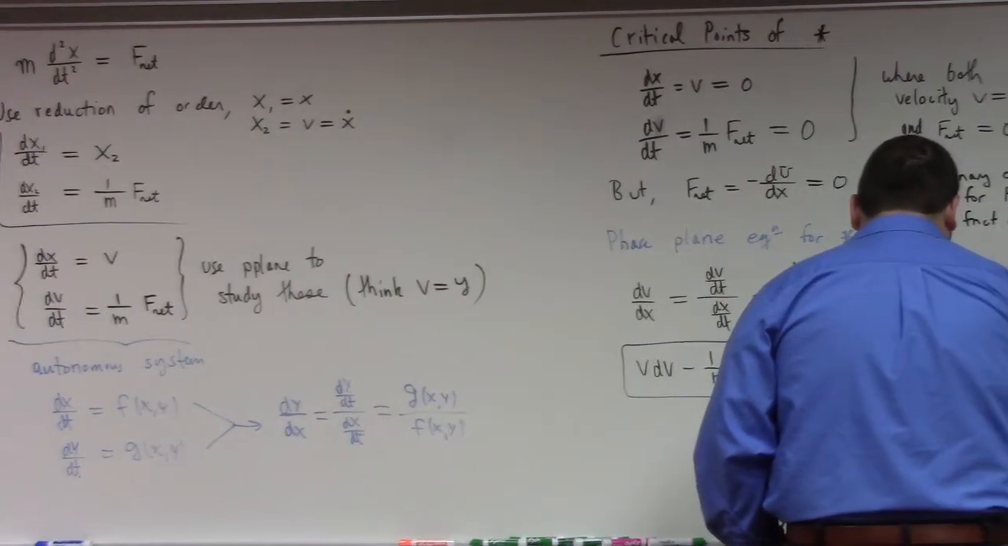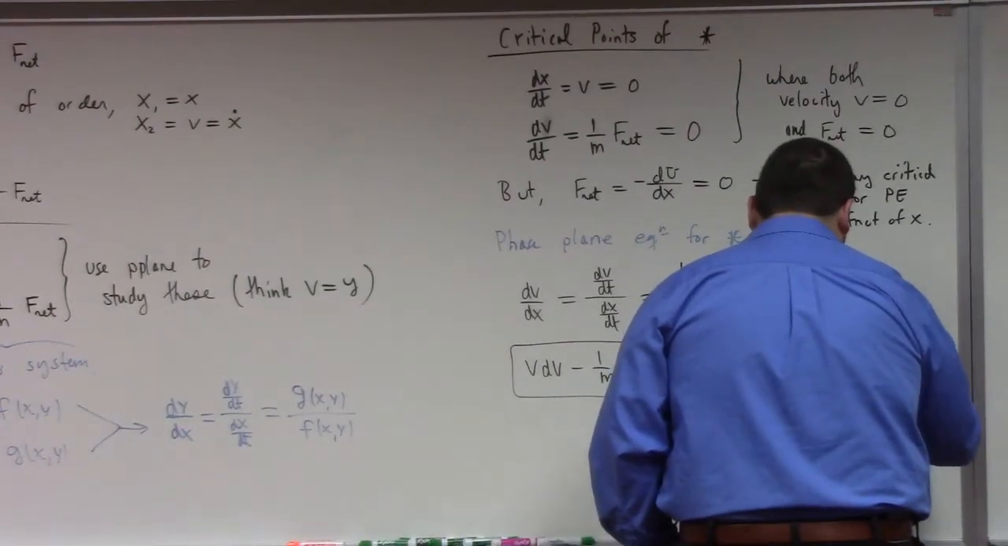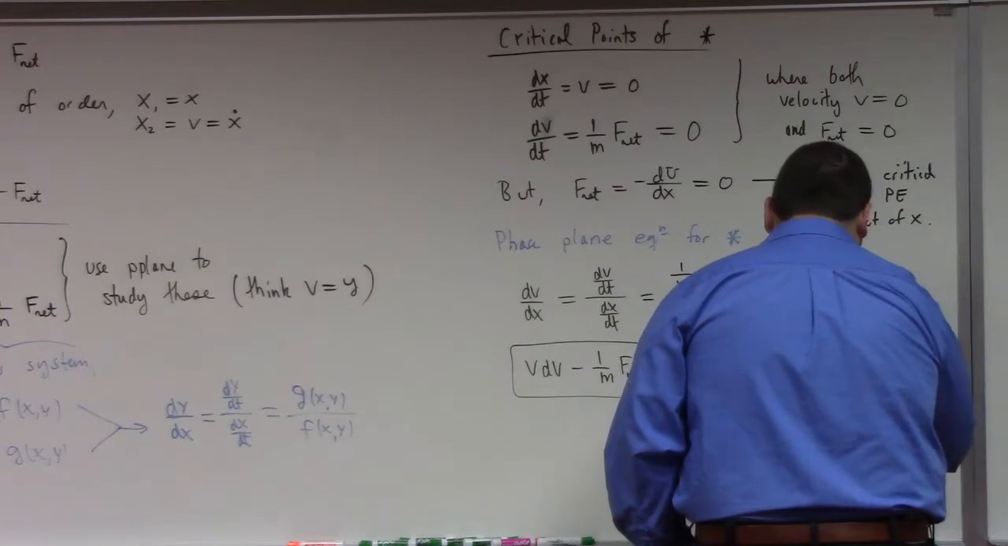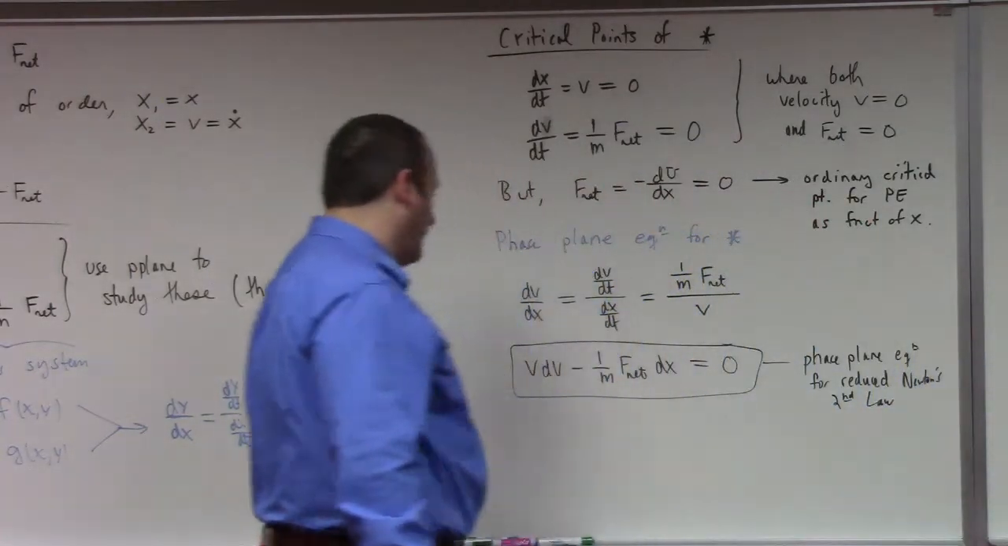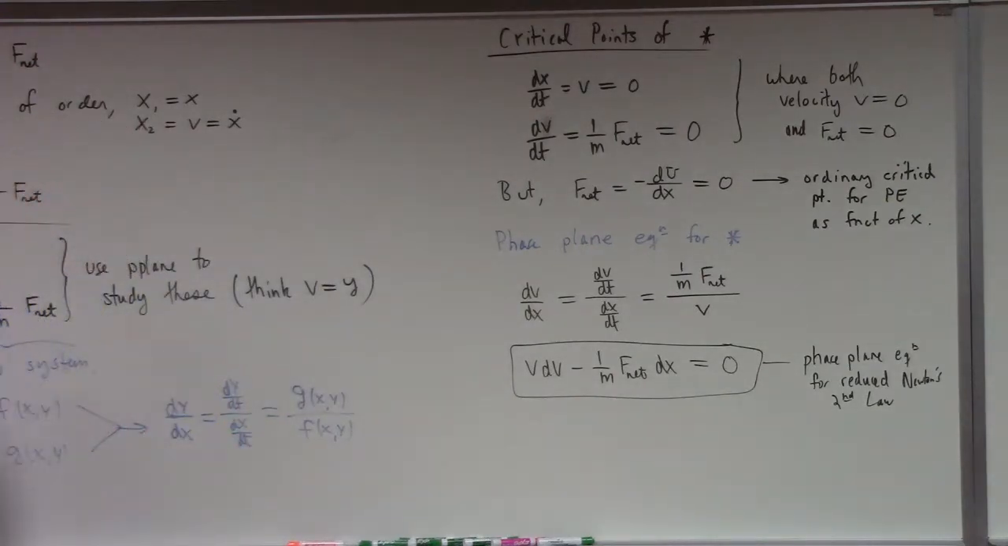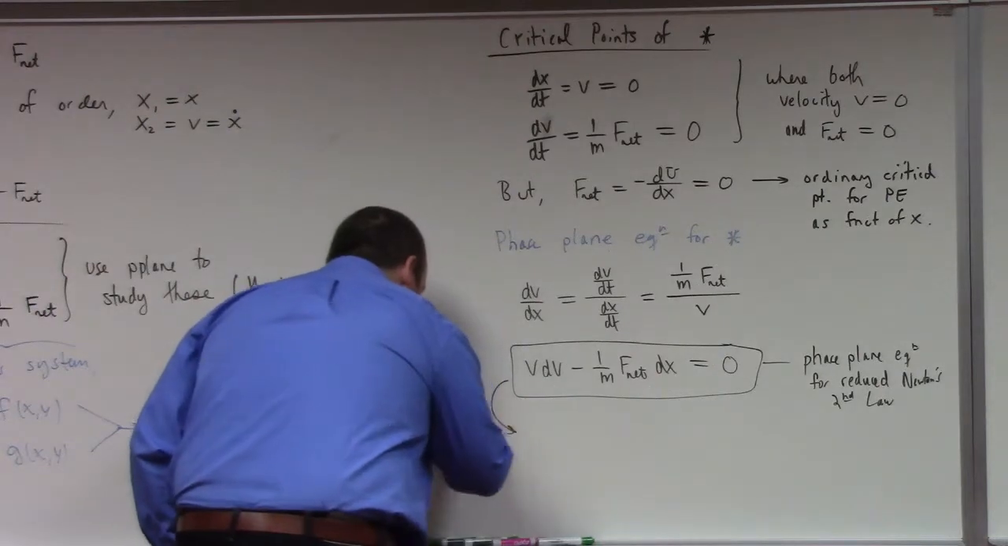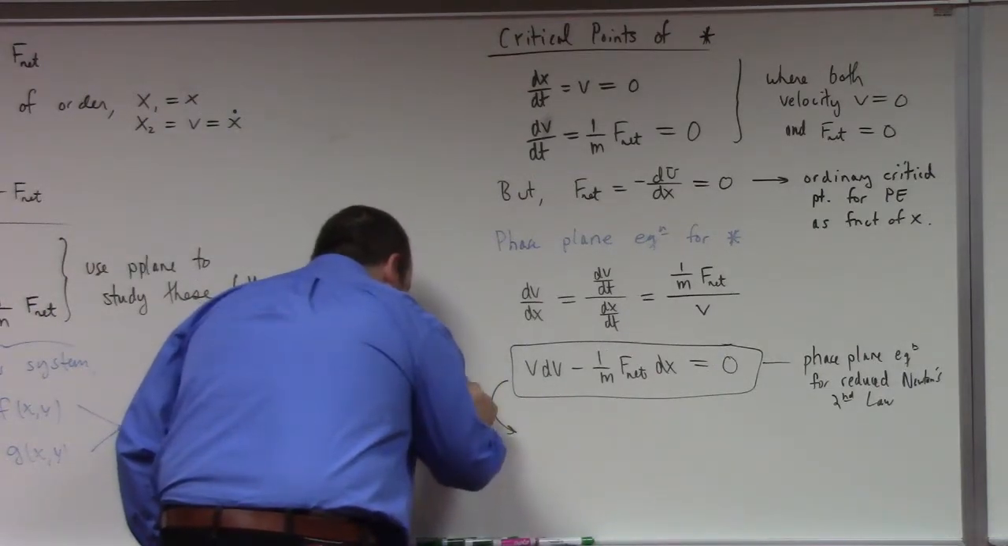So this is the phase plane equation for the reduced Newton's second law. Now, if it's conservative, we can do even better, right? I mean, if it's conservative, what is this? If f is a conservative force, what do we get then?